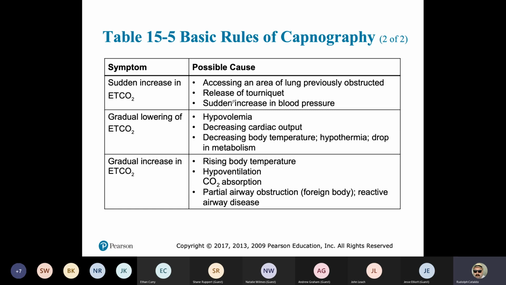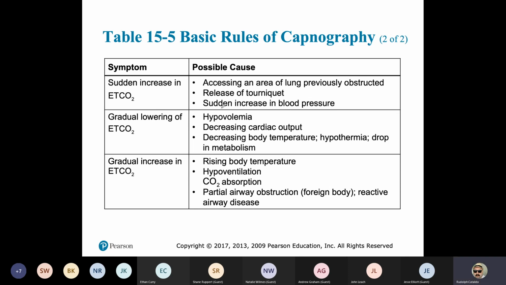On the opposite end, sudden increase in end tidal, release of tourniquet. Why would that matter? If I release the tourniquet, why would that change somebody's end tidal? You're holding all this CO2 and oxygen in the limb that's got the tourniquet on it. You're absolutely right. Yeah, release it and then it goes into the bloodstream. That's why a lot of times before releasing a tourniquet, you'll see some services or some hospitals will give sodium bicarb to knock that down so we don't actually hurt our patient.